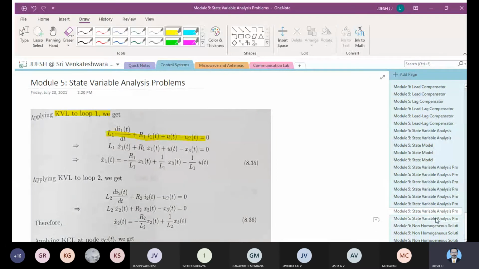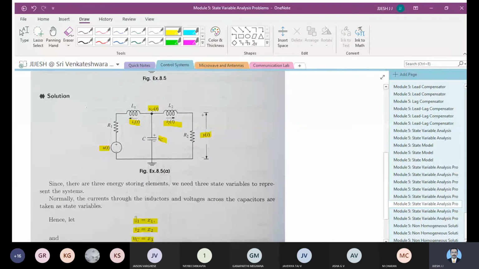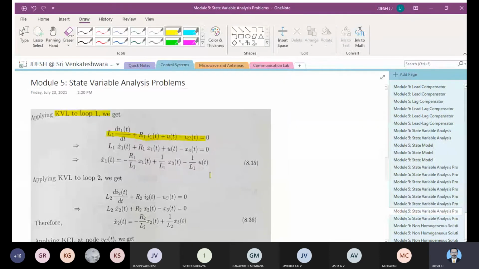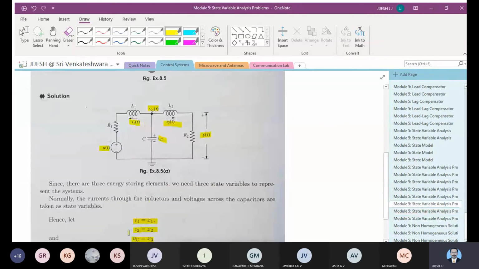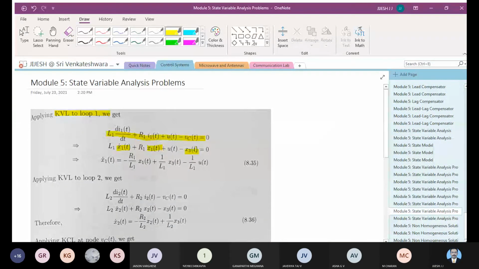Then I1 is what? Just now I have defined I1 as x1. So di by dt means x1 dot. So I am replacing it with x1 dot, and I1 is x1 of t, u of t, and vc is also defined here. Vc is x3. So I can replace it with x3. So convert it in the form of x1 dot. I can write x1 dot is equal to minus R1 by L1 x1 of t plus 1 by L1 x3 of t plus minus 1 by L1 u of t.